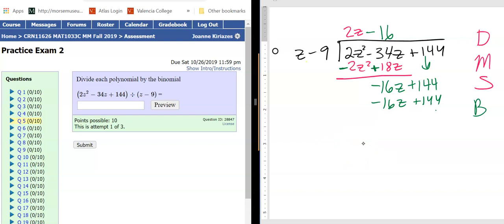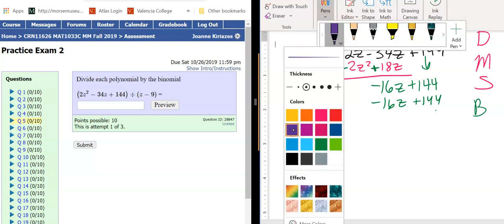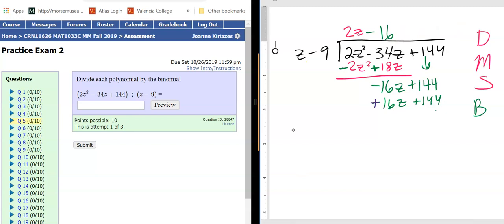Okay, and I can subtract. But an easier way, I told you, is to change both signs. So this is going to change from a negative to a positive. And this is going to change from a positive to a negative. And then you can just add vertically. So I get 0. So my answer is 2z minus 16.